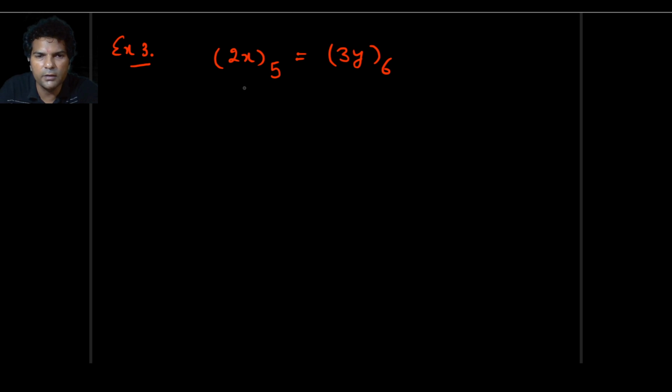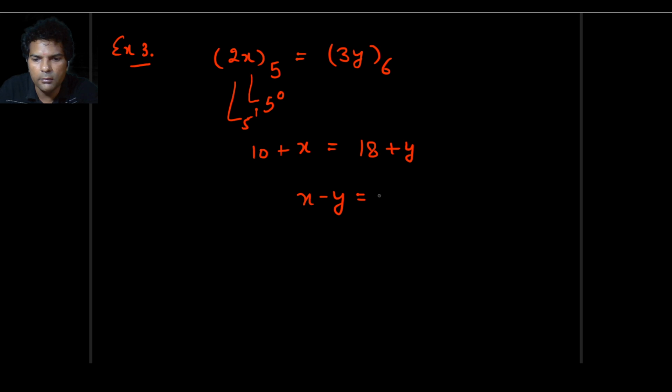So on the left hand side, if we convert this base 5 into decimal, what do we have to do? Simple: 5 to the power 0 and 5 to the power 1. This is the weight of the particular bit, and you multiply the weight by the corresponding bit and add all of this. So 5 to the power 0 is 1 multiplied by x, plus 5 to the power 1 is 5 multiplied by 2, that is 10. So 10 plus x is equal to, similarly, 6 multiplied by 3, that is 18 plus y. Now that is x minus y is equal to 8.